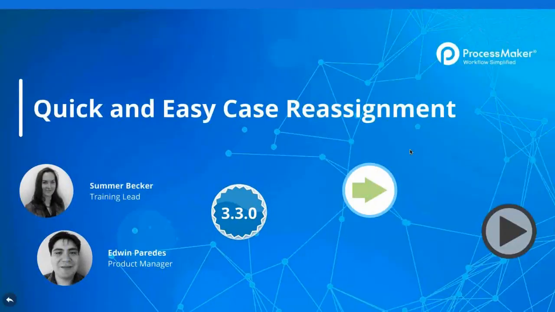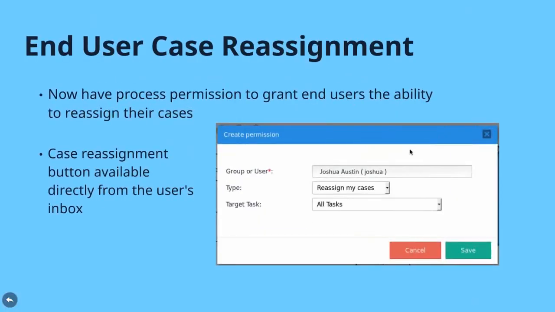All right, so then a little bit about case reassignment before we begin. What this new feature does is it features a new process permission that grants end users the ability to reassign their cases. What happened in the past was that only process supervisors could reassign cases for end users, but end users could not do it themselves. So this is a pretty big improvement, and we'll explain why on the next slide. This feature also adds a button to the user's inbox so they can just click it and reassign their case pretty easily.